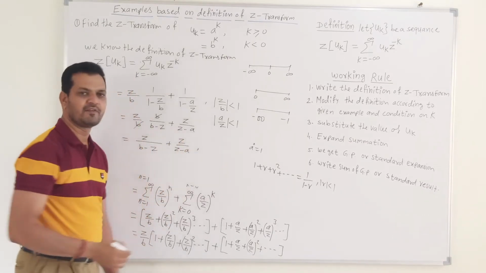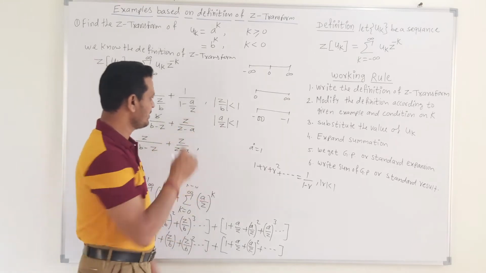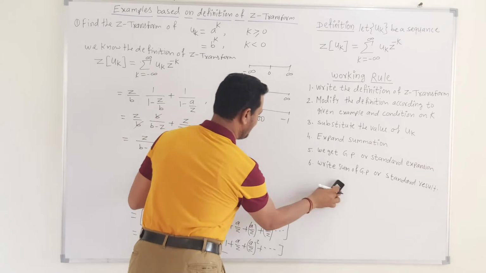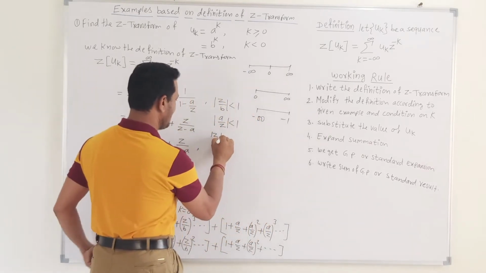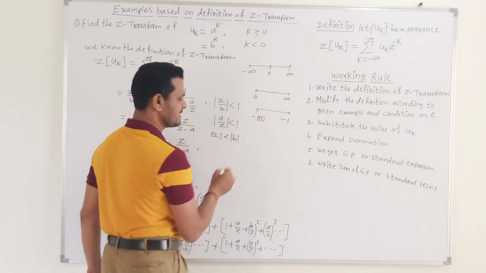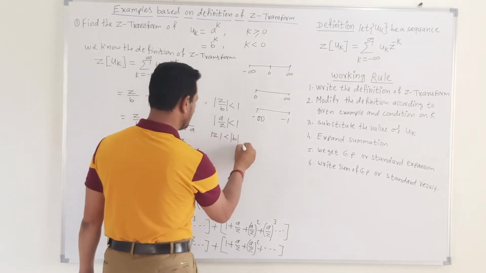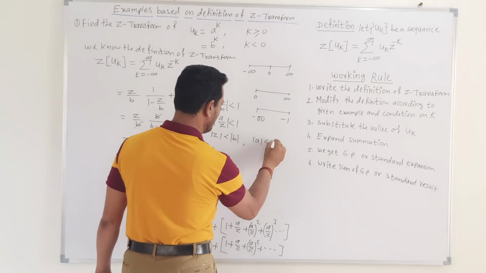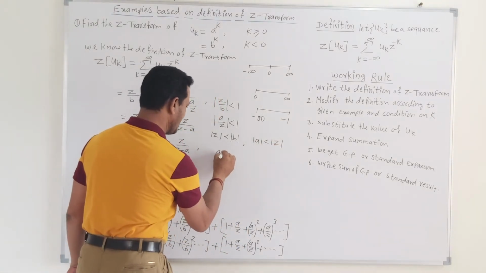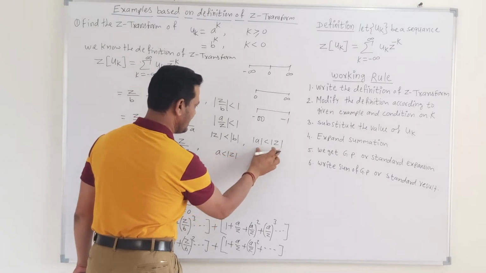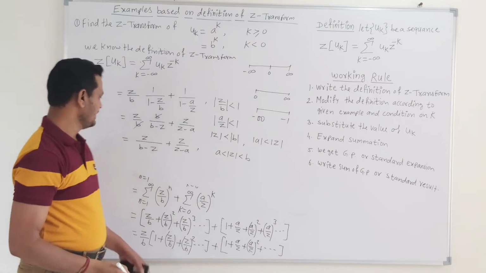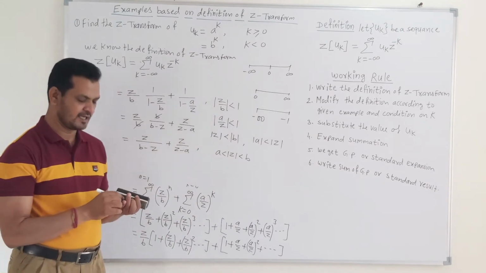So this is the required z transformation with the condition on r. If we try to simplify this, then we get mod of z is less than mod of b, and from the second term we get mod of a is less than mod of z. So if we combine these, that means mod of a is less than mod of z and mod of z is less than mod of b. So in this way we get the required z transformation.